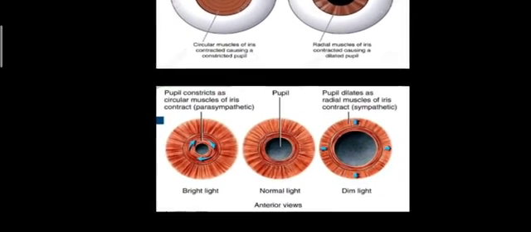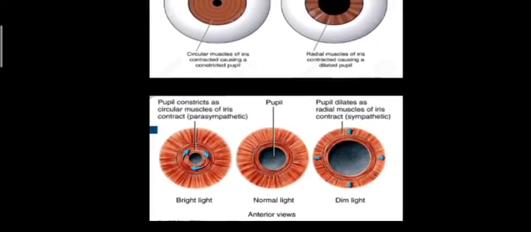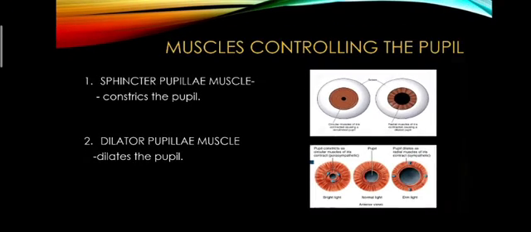And now the image below depicts how the pupil responds when subjected to bright light, normal light, and dim light. Here in this image, when the pupil is subjected to bright light, the pupil constricts as circular muscles of the iris contract, and hence our eyes get less amount of light. This is the image of a normal pupil, and here when the pupil is subjected to dim light, the pupil dilates, hence allowing more light to enter our eyes. Let's move on.